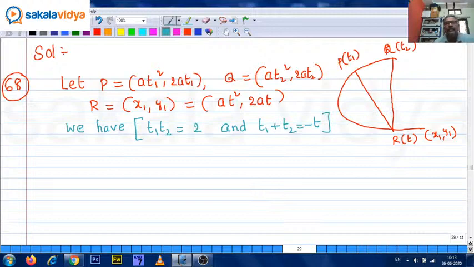Okay. So the distance between this P point and Q point, the square of the distance we need to find out.